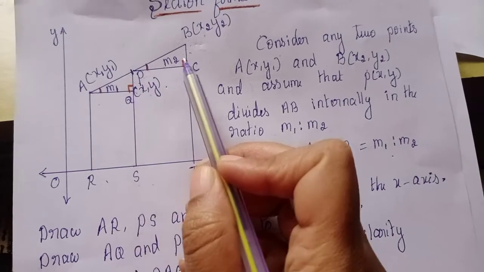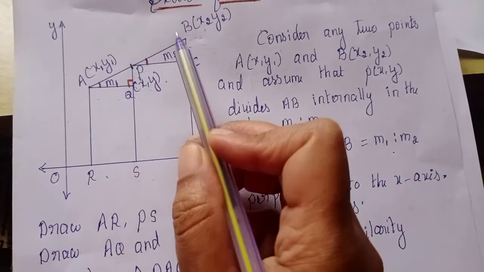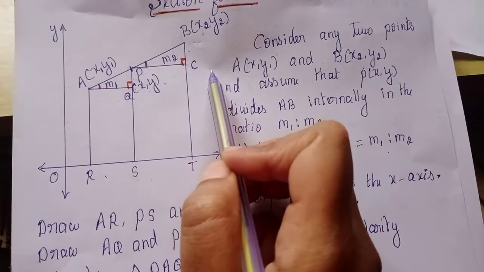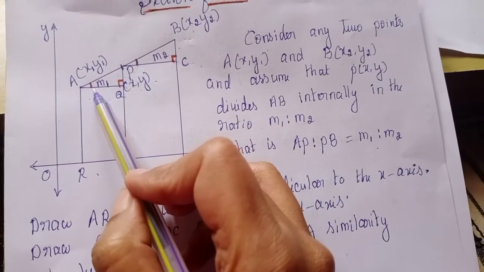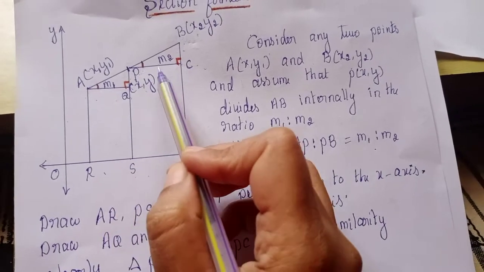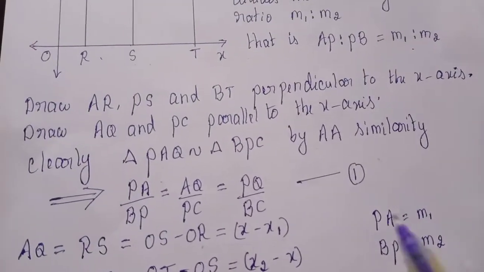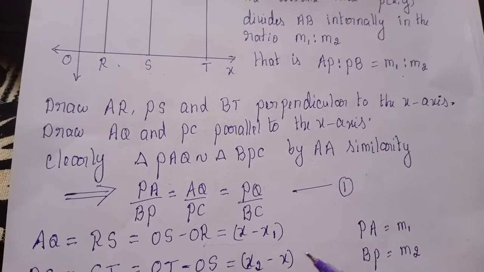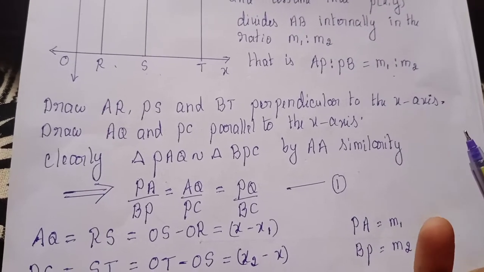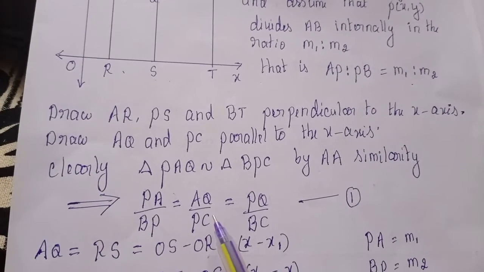How? Angle Q and angle C are 90 degrees by construction, and angle PAQ equals angle BPC. Why? Because PC and AQ are parallel, so these two angles become corresponding angles. Hence, I can tell that these two triangles are similar by AA similarity. Now, as I told you in congruency, when you prove that two triangles are congruent, like by SSS, then what about the angles? They will be equal. So here also I proved that the angles are equal. Then what about the sides? Sides will be in equal ratio.